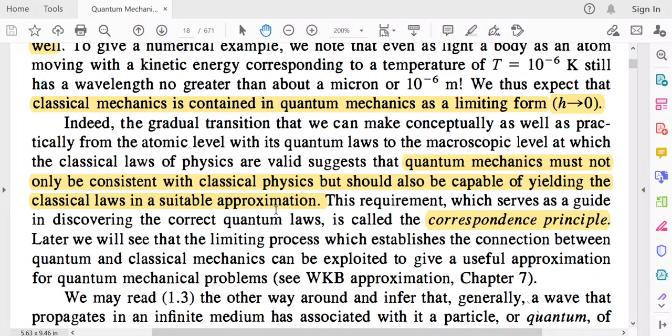So quantum mechanics must not only be consistent with classical physics but should also be capable of yielding the classical laws in a suitable approximation. This requirement, which serves as a guide in discovering the correct quantum laws, is called the correspondence principle. So, what is the meaning of the correspondence principle? It actually connects quantum mechanics and classical mechanics, and the laws of classical mechanics can be derived from quantum mechanics. So this is the importance of the correspondence principle.